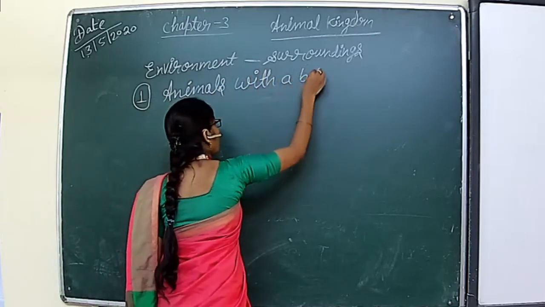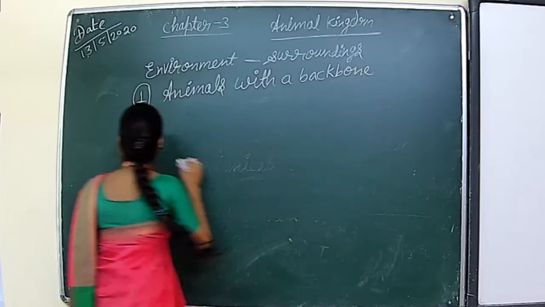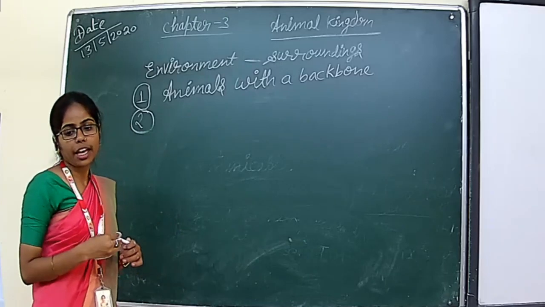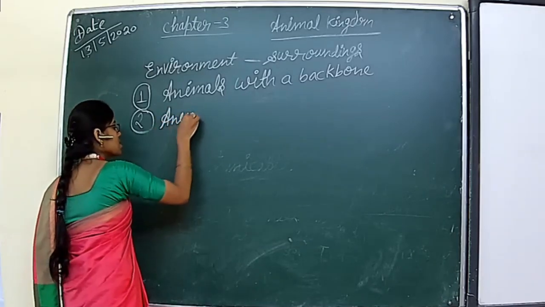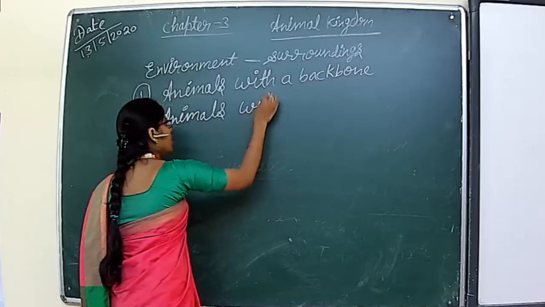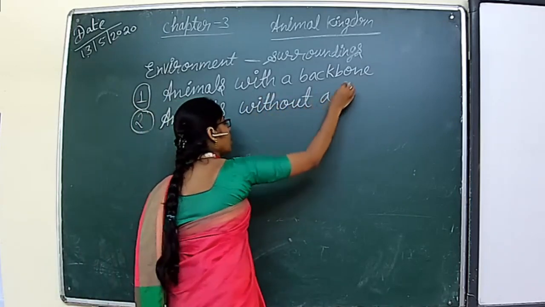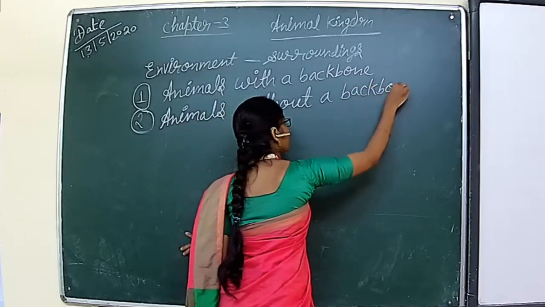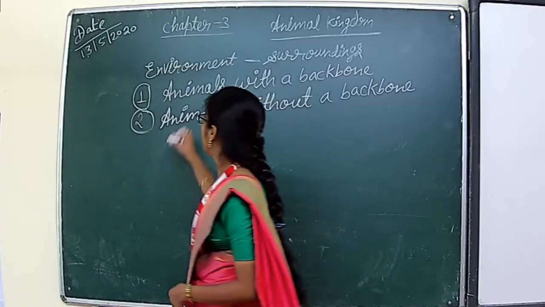And second category is animals without a backbone. First, we will study about the animals with a backbone.